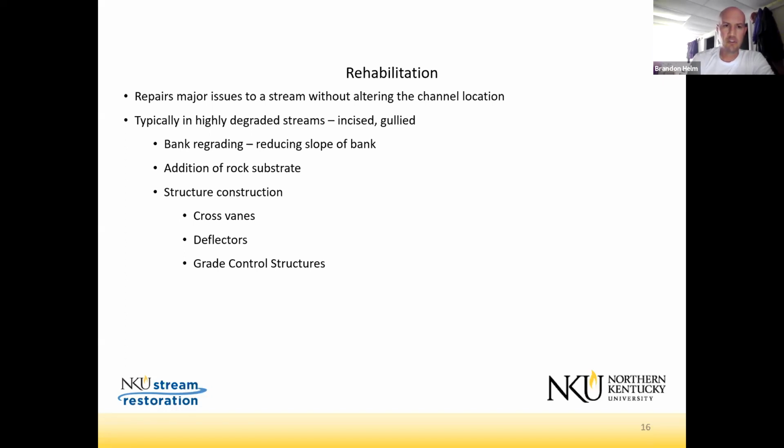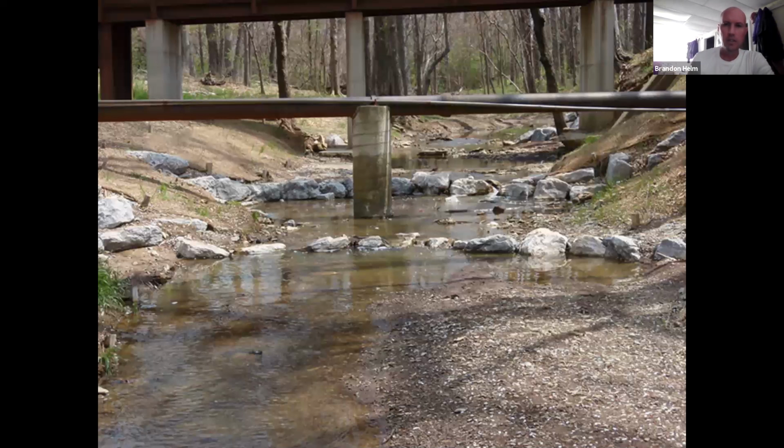So some of the structures that we will put into a rehabilitation channel and a reestablishment channel are cross vanes, deflectors, and other grade control structures. So these are typically boulder or wood structures. This is again at Moonwoods Park. This was another tributary of the main stream that flows through there. This is just behind the amphitheater for everybody who's familiar with that place.